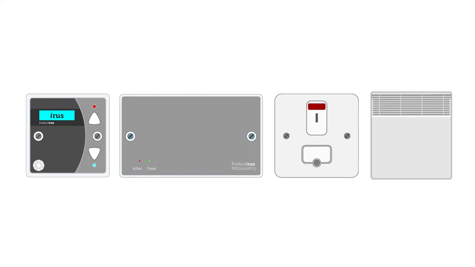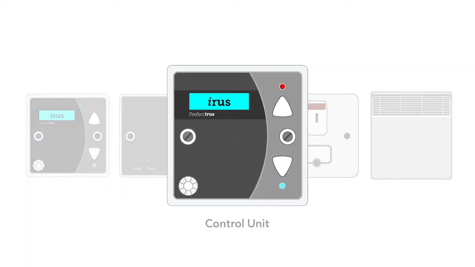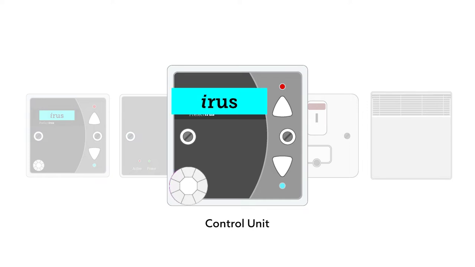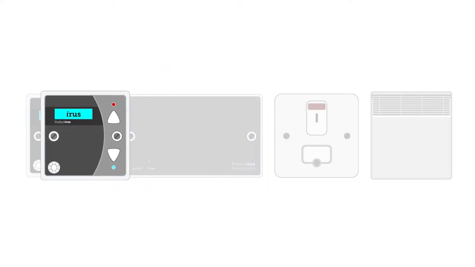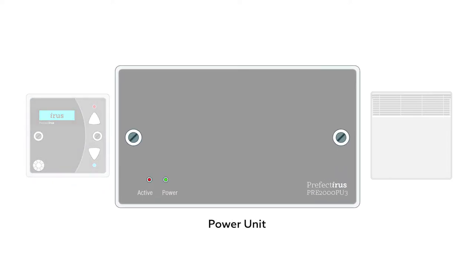These are the Irus components required in each room to control an electric heating system. The control unit has a screen, a PIR motion sensor, and up and down buttons that occupants use to control temperatures. These buttons also enable you to find the serial number and test the heater. The power unit provides the control unit with separated extra low voltage, or SELV, and a 16 amp switching capacity. It has a red active LED that lights when the heater is drawing current, and a green power LED to show that power is reaching the unit.